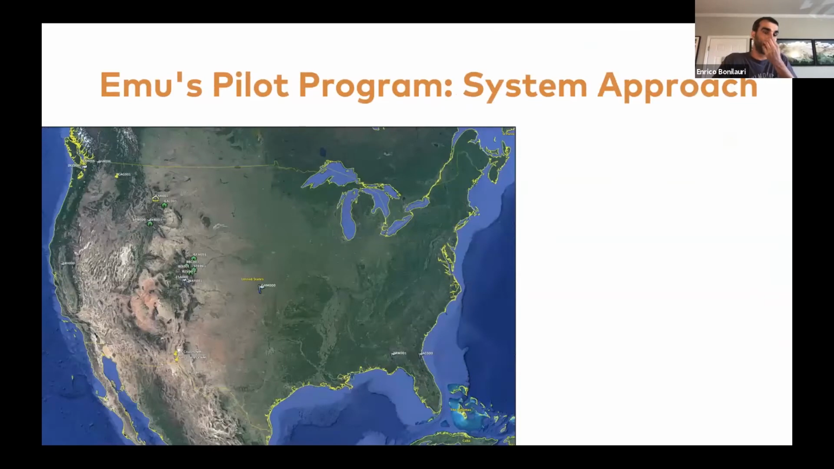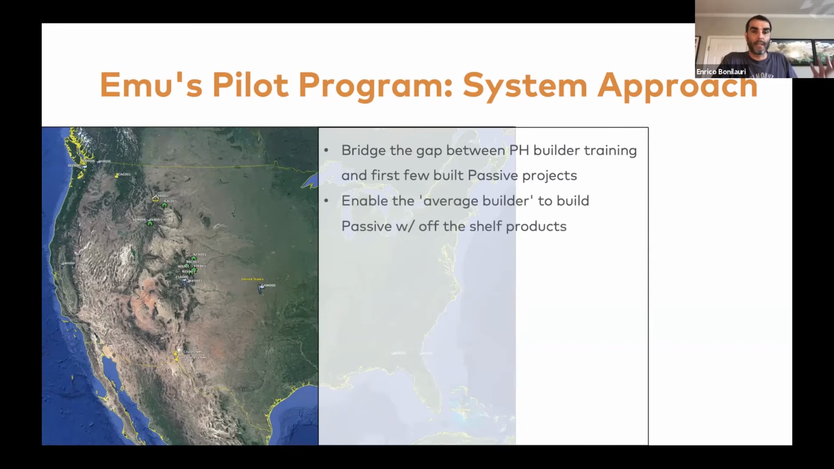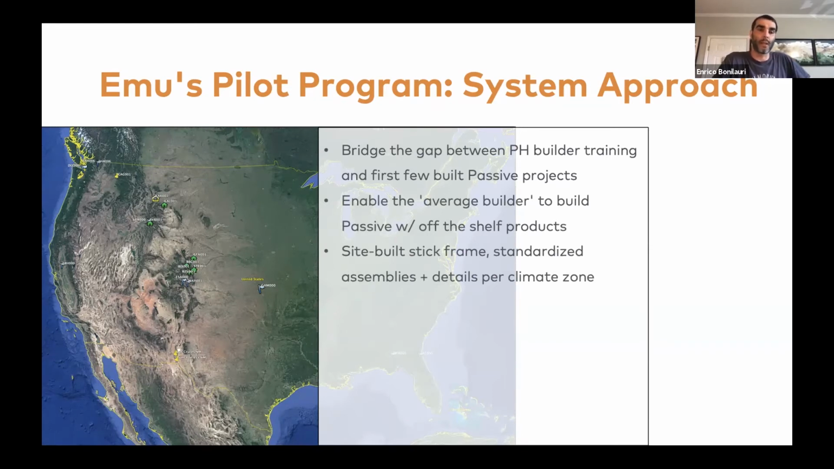Something that we've done as our own R&D at Imune, we have created a pilot program, and the purpose and the method of that is based on the construction system approach. What we are trying to do is bridge the gap between the builders coming through our training and the first building that they ever built. So we want to enable the average builder to build passive using off-the-shelf products and site-built stick frame construction, which is what they are most familiar with.